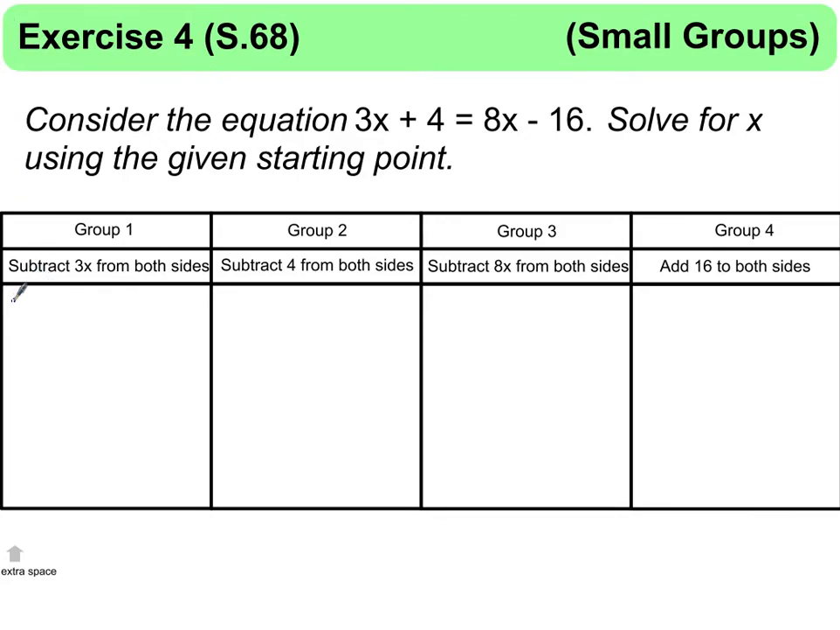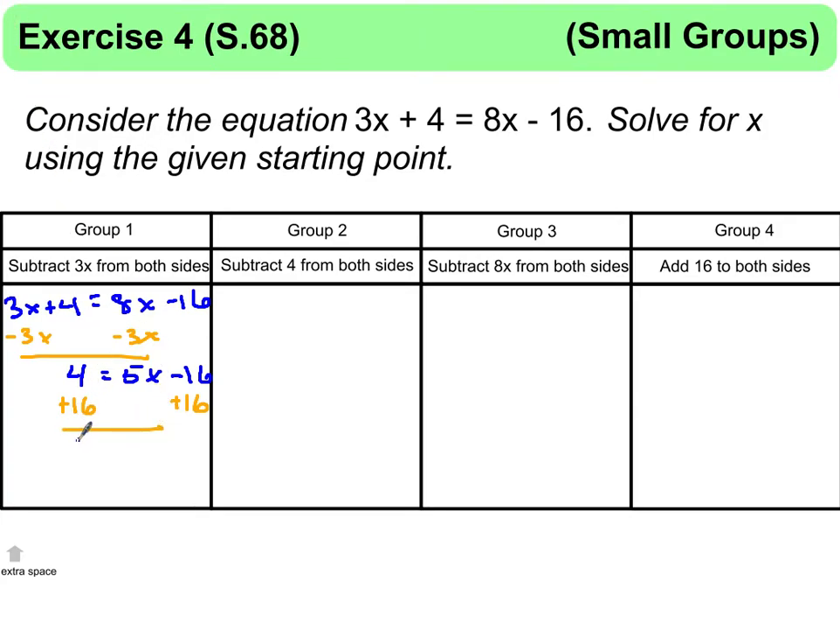So if we took a look at group 1, that is 3x plus 4 equals 8x minus 16. So they want us to subtract 3x on both sides first. So we'll put minus 3x here and minus 3x here. 3x minus 3x is 0, it cancels out, so here we have 4 equals 8x minus 3x, which is 5x, minus 16. Then I can add 16 to the other side.